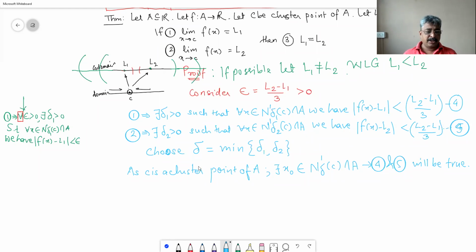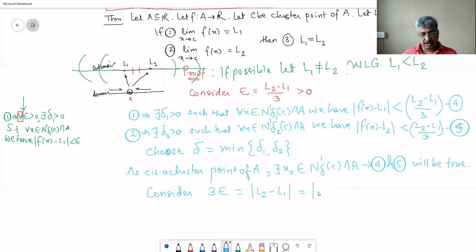Okay, so this is the preparation that we have done and now we are supposed to show the contradiction. So consider 3 times epsilon, which is equal to the absolute value of L2 minus L1, or L1 minus L2, because our epsilon is L2 minus L1 by 3 and it is a positive value. Okay, now look at the final steps that we perform.